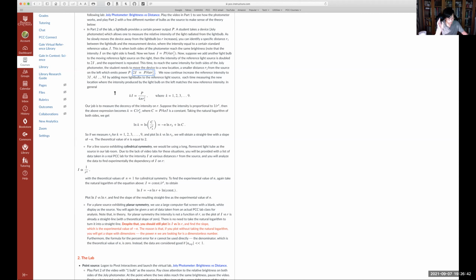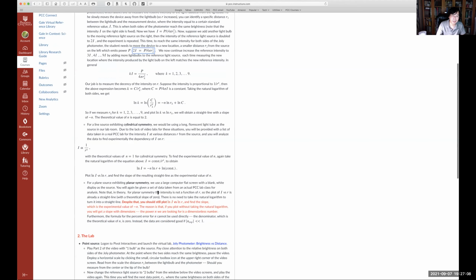Okay, so that's something we can test. We find data of I versus R, and then we plot natural log of I versus natural log of R. Do you get a straight line? Is the slope of the straight line the same as the theoretical prediction? It should be -2 for a point source, -1 for a line source, and 0 for a plane. Those are the theories. See how close you get.